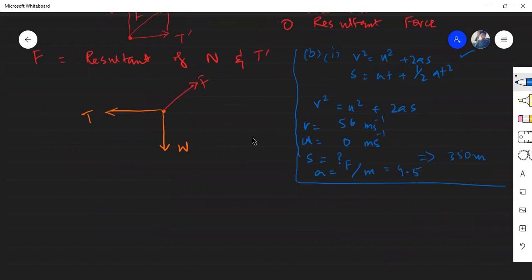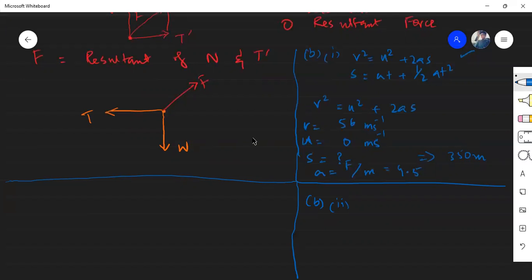Okay, now B2 asks why you think the runway should be longer than the distance that you calculated in B1. The answer lies in the fact that there are a lot of forces that we haven't accounted for. Do you agree with this statement? Yeah, okay.